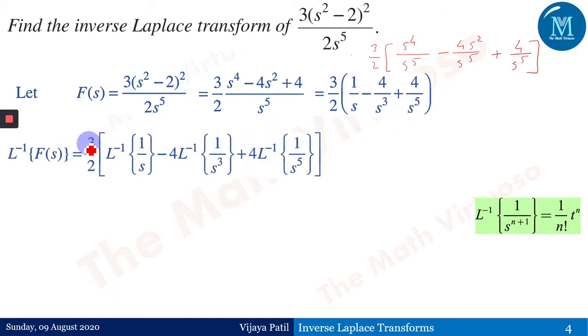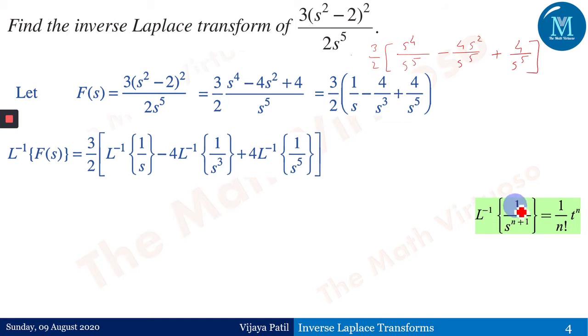And then we are applying the Laplace inverse of both the sides. So it is Laplace inverse of F(s) is 3 by 2 out, because it's a constant, L inverse of 1 by s, minus 4 again a constant, L inverse of 1 upon s cube, 4 again is a constant, L inverse of 1 upon s to the power 5.